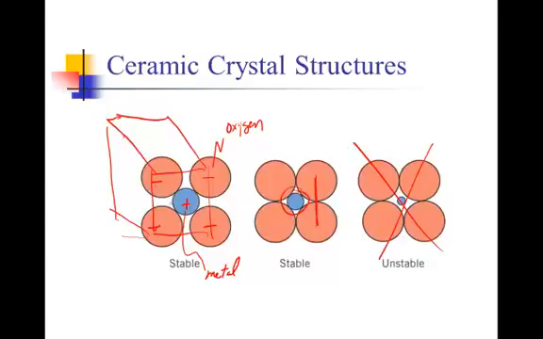So this is the most common case that we have for ceramics, where the metal cation actually pushes the anions apart slightly, and so ceramics don't have close packed structures, even though the structures look similar to metal structures. So this means ceramics will have lower density than metals on average.